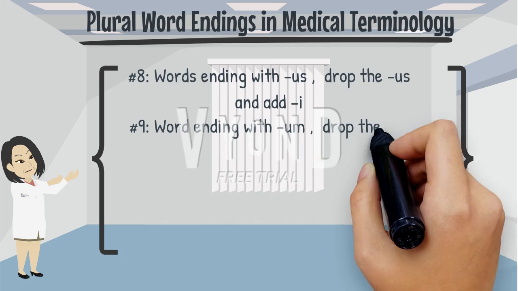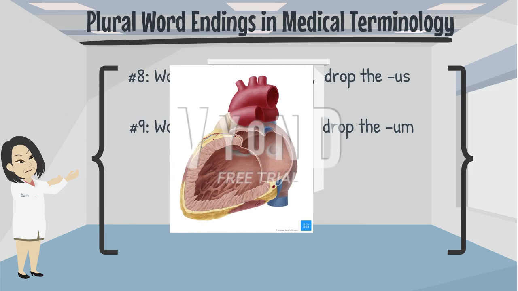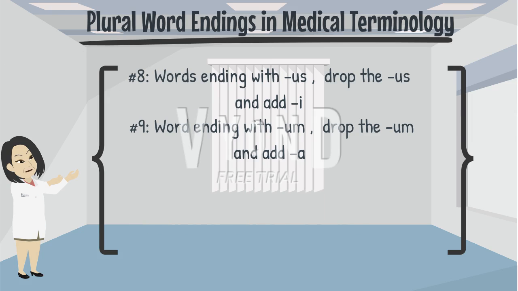Number 9. Words ending with UM. When the singular form of the word ends with UM, drop the UM and add A. For example, atrium, atria, diverticulum, diverticula.